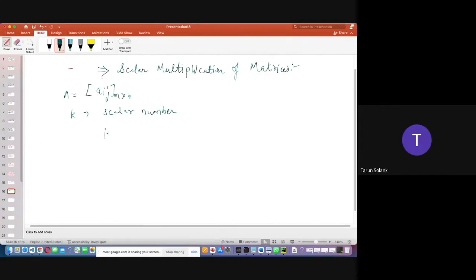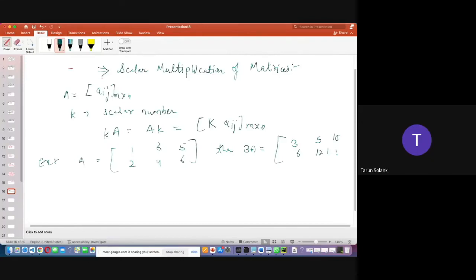So we can write KA is AK, that is K Aij m cross n. Suppose if you take one example, A is equals to 1, 3, 5, 2, 4, 6. Then 3A will be 3, 9, 15, 6, 12, 18. Right? So this is the basic of the scalar multiplication. Okay. Now we'll look at properties of the scalar multiplication. So first copy this part.